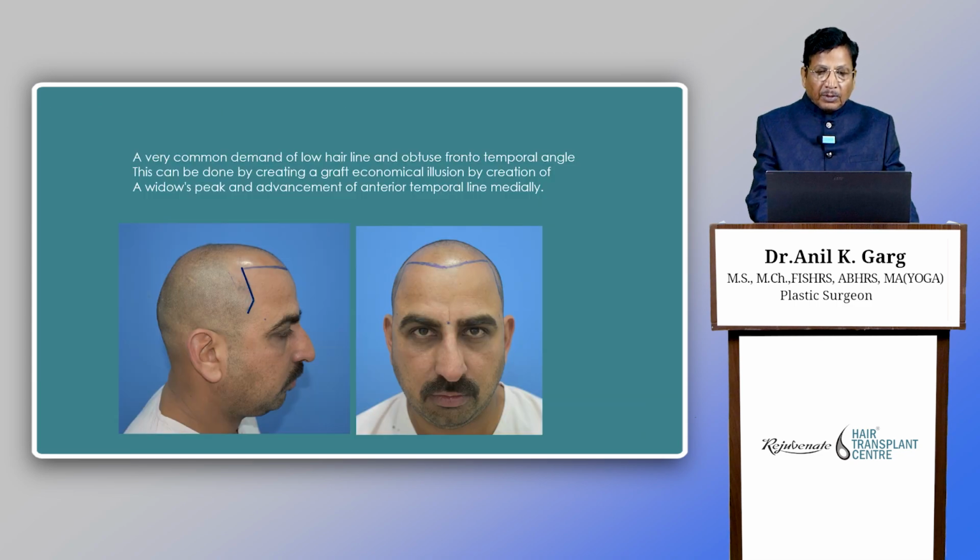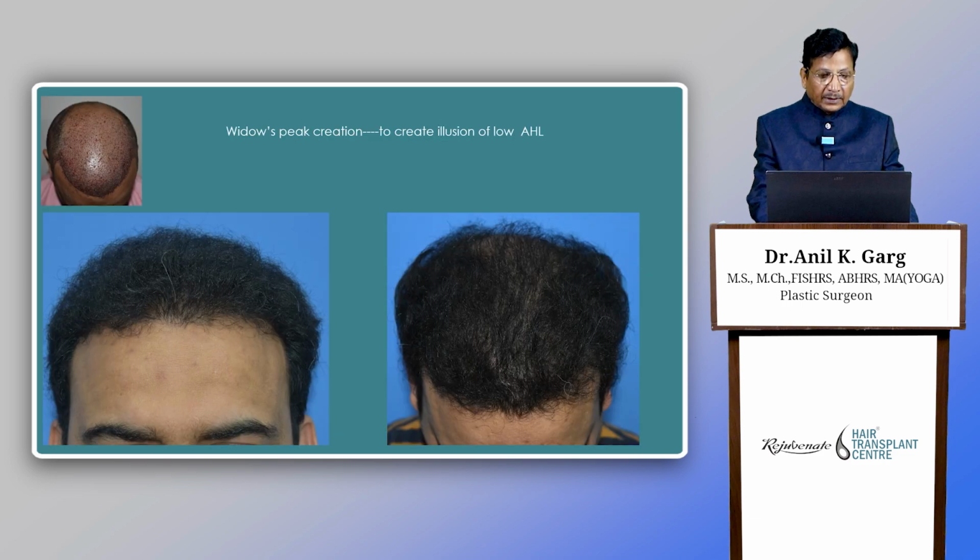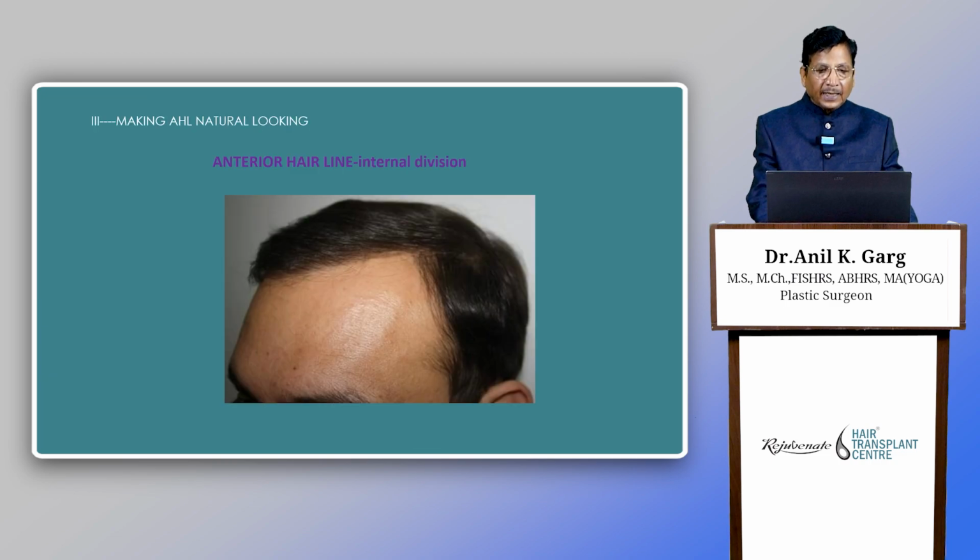A very common demand is a low hairline and an obtuse frontotemporal angle. This can be done by creating a graft-economical illusion by creation of a widow's peak and advancement of the anterior temporal line medially. This was done here, and this is the case I am showing here. Widow's peak creation creates the illusion of a low anterior hairline.